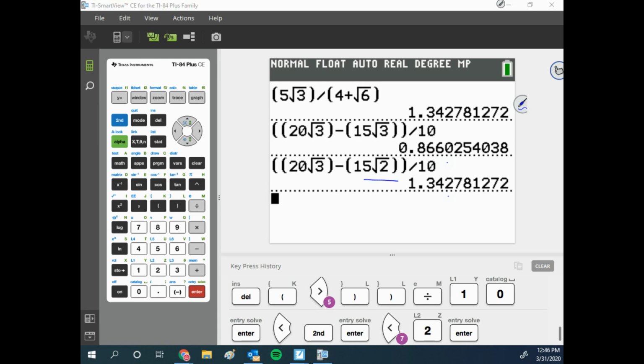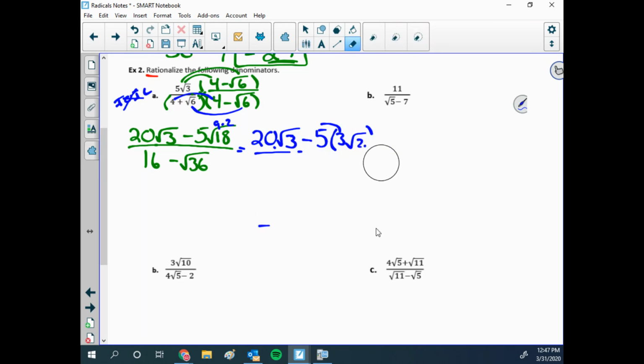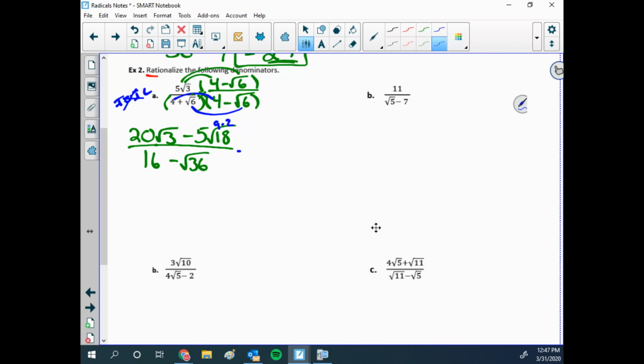So looking at this line and this line, I had the same decimal, so I know that I have typed that in on my calculator correctly and that I've rationalized correctly. Again, the problem becomes making sure you put all those really ugly radical numbers on your calculator correctly. Okay, let's go look at another example. I'm going to do B part 1, and then you'll do this one on your own.